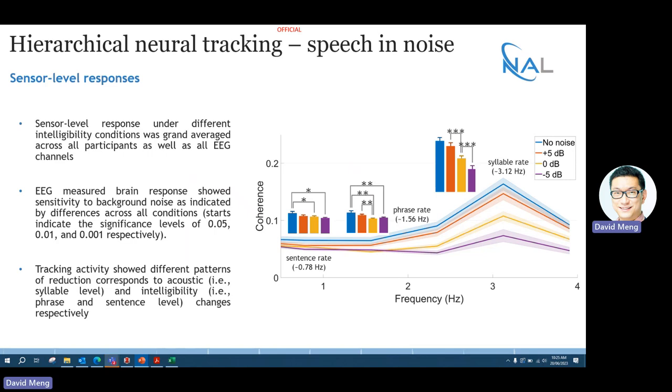However, the pattern of changes differs at different linguistic units. At the syllable level, it corresponds more to the changes in the acoustic signal, whereas at the phrase and the sentence level, the changes are more related to the changes in perceived speech intelligibility.